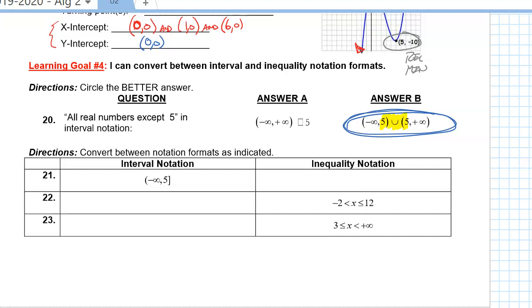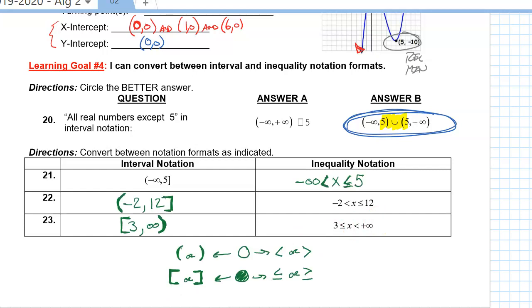Converting between the notations: negative infinity to 5, negative 2 less than x less than or equal to 12, 3 less than or equal to x less than infinity. Here are our answers for this translation.